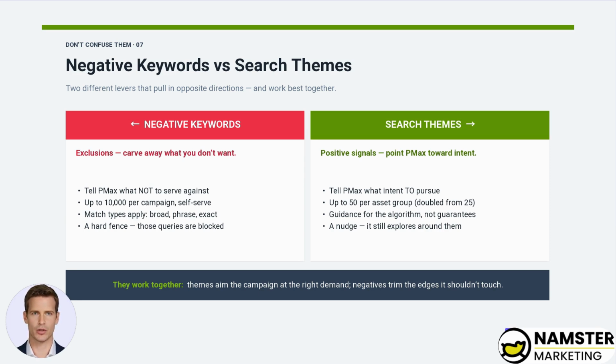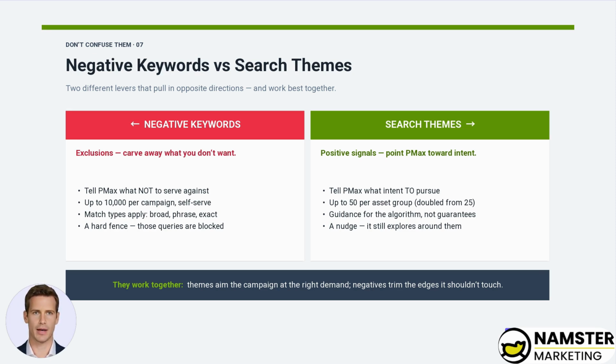Negative keywords are exclusions. They are a hard fence that tells PMax what not to serve against. You have 10,000 of these per campaign, and match types like broad, phrase, and exact apply strictly to block queries. Search themes, on the other hand, are positive signals. They are nudges that point the algorithm toward the intent you want to pursue. You can have up to 50 search themes per asset group.